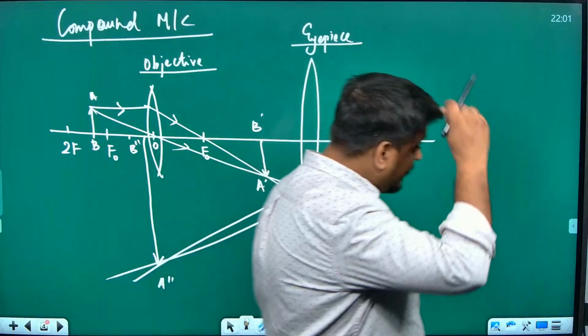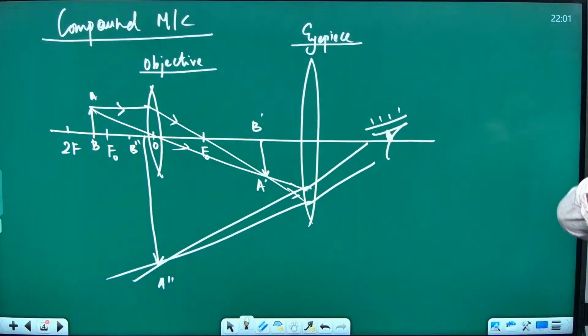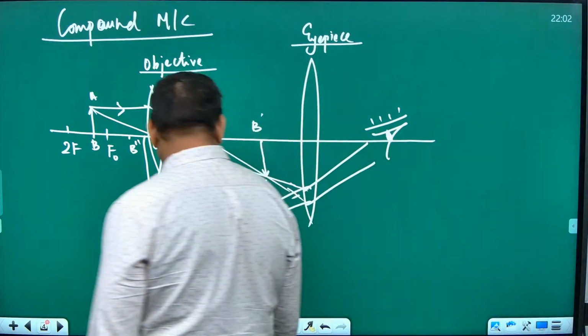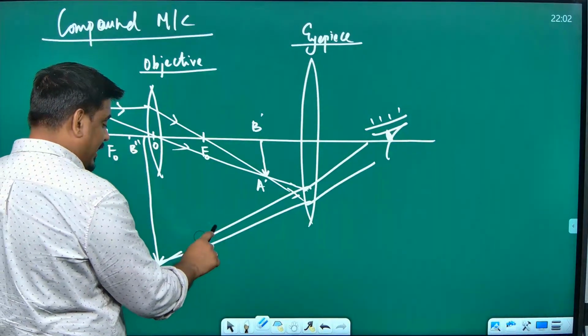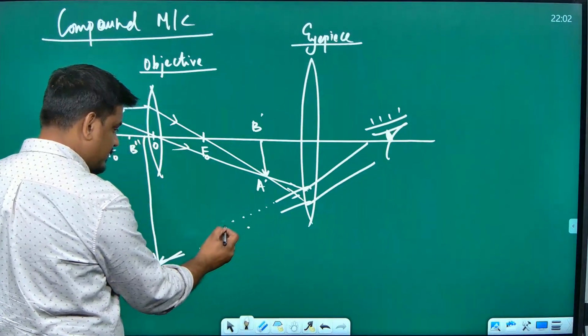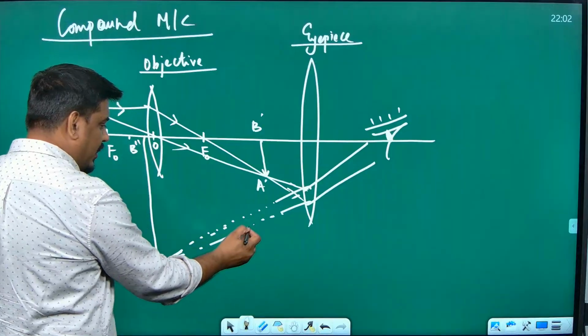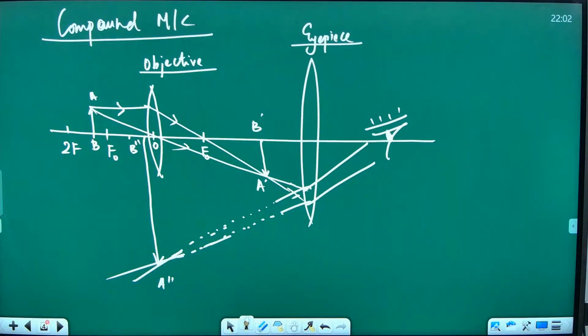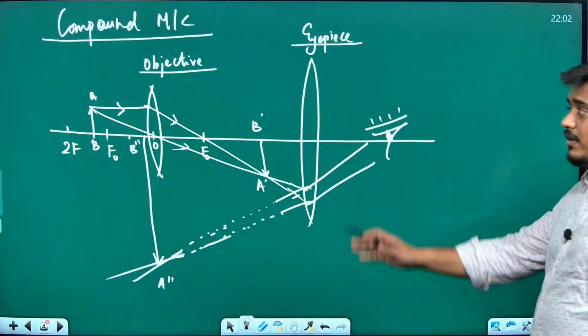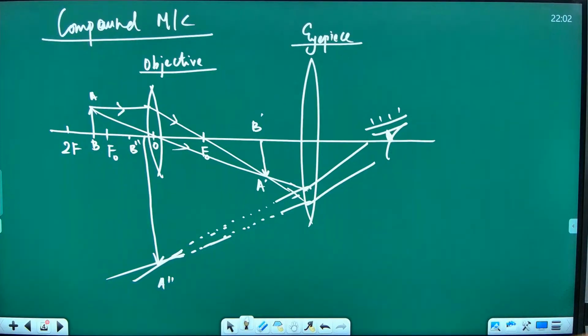So, from the objective my first image is forming, and from my eyepiece my second image is forming, and the second image is the image that is going to be seen by me. I hope you understand what I am trying to say. It is virtual, that's why I am drawing dotted lines. I hope you are able to understand how this is going to work. What do you call that? The compound microscope is working.